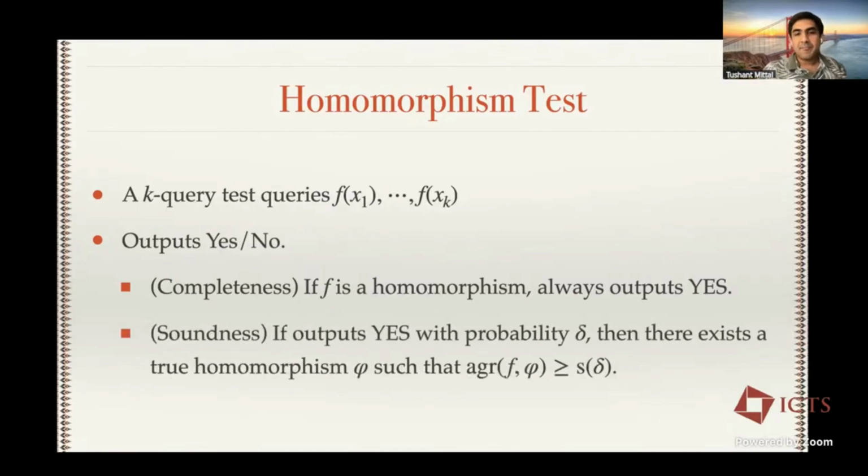On the other hand, if my test outputs yes for a function with probability delta, where the probability is over your random choices of queries, then this function better be correlated with a true homomorphism, in the sense that it agrees with it in this Hamming sense. So there is a homomorphism phi such that it agrees with f on at least s of delta many points. Right? So that's the soundness. So the goal now is to design such k-query tests. Please feel free to stop me if you have any questions.